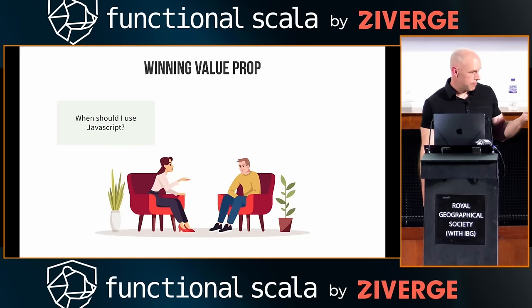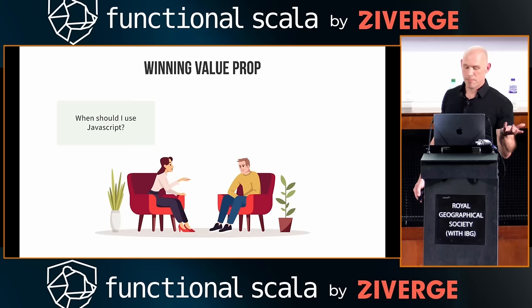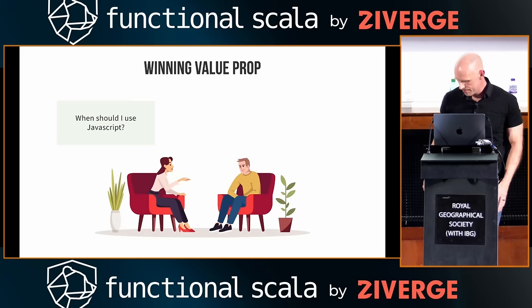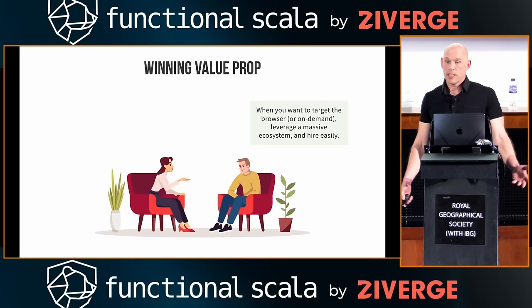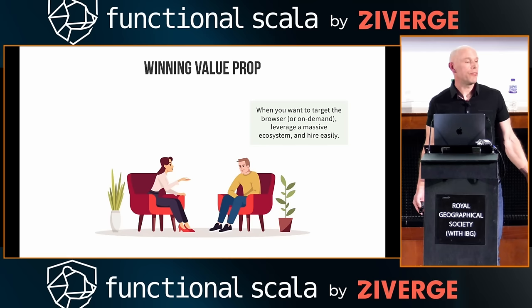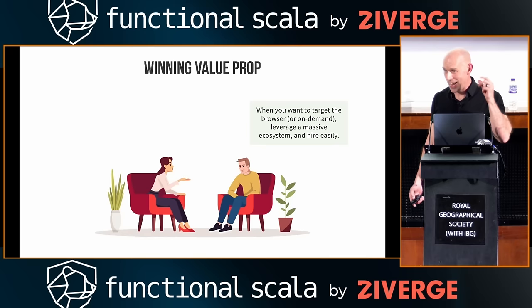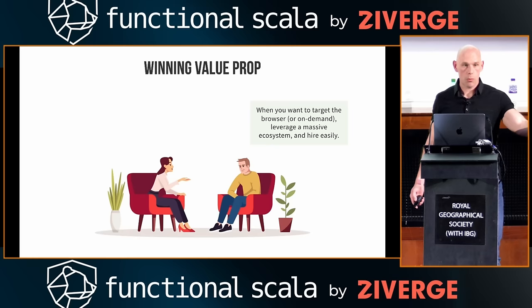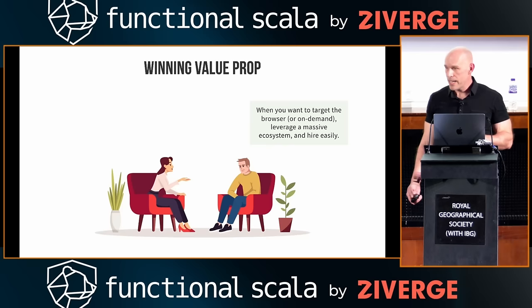JavaScript. What is JavaScript's value prop? When should you use JavaScript? Well, I think it's very simple. When you want to target the browser or some sort of on-demand environment, leverage a massive ecosystem. Very few ecosystems are as massive as JavaScript, and you want to be able to hire like that. There's 1 million JavaScript engineers, there's 1 billion JavaScript libraries, and if you're doing browser work or on Edge or serverless, it's JavaScript, right?